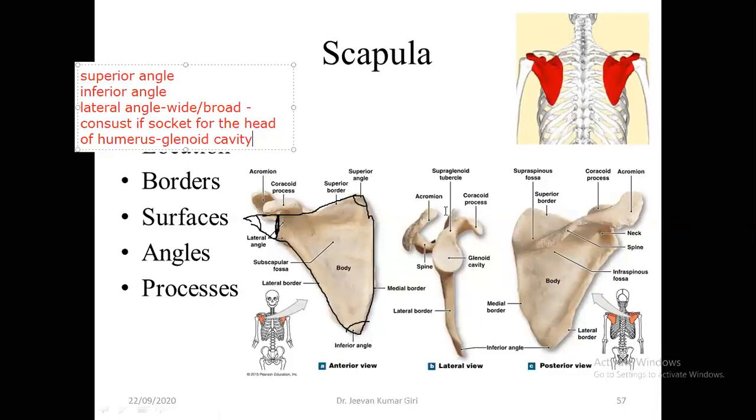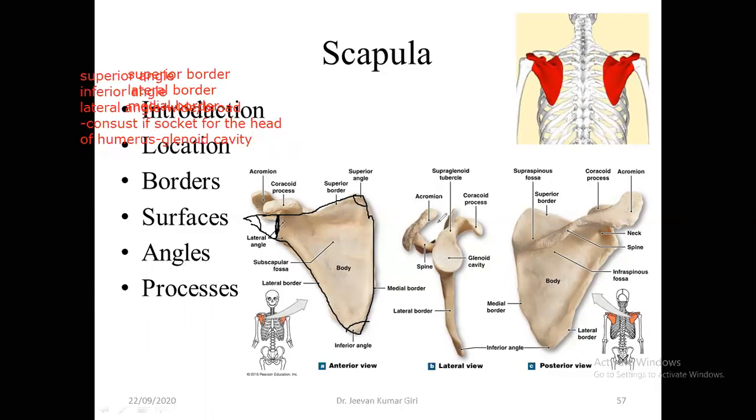Here you can see the glenoid cavity. So this is the glenoid cavity. The lateral angle is not a sharp angle because it is wide due to the presence of the glenoid cavity, and this glenoid cavity forms the socket for the head of the humerus. The head of the humerus fits in this socket to form the glenohumeral joint, that is, the shoulder joint.